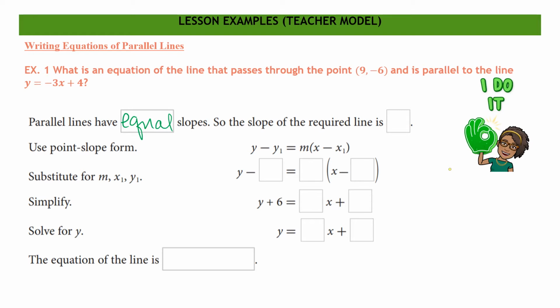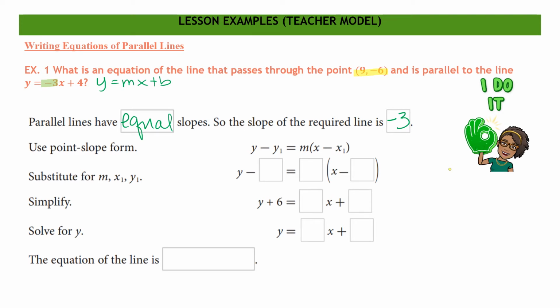As we can see, the line that's given to us, y = -3x + 4, is in slope-intercept form, which is y = mx + b, where m is our slope. So we can see here our m is -3. Let me lighten that up. -3 is our slope. So that tells us that the slope of the line we're going to create has to also be -3. Now, because we have our slope of -3, we also have the point for the new line that it's passing through, which is (9, -6).